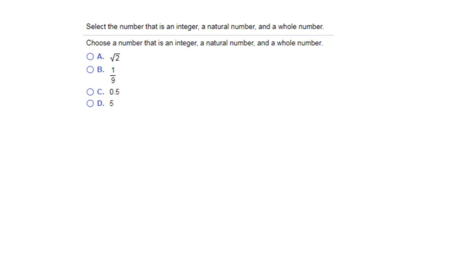Select the number that is an integer, a natural number, and a whole number. All right, so it has to satisfy all 3 types of number sets: integer, natural number, and whole number. So when we take a look at this first number, the square root of 2, if I were to place that in my calculator, I get something that looks like this: 1.4142113, and it just keeps going on from there with some crazy numbers. So that's considered an irrational number.